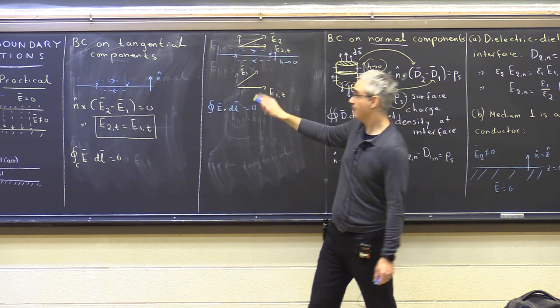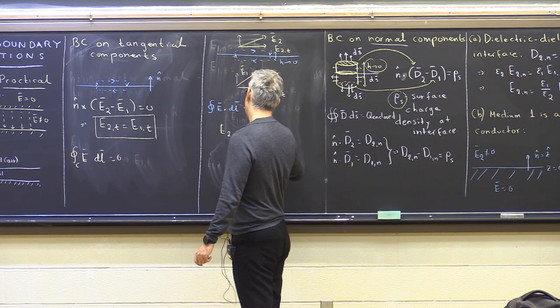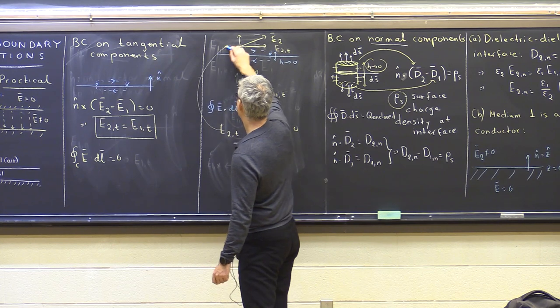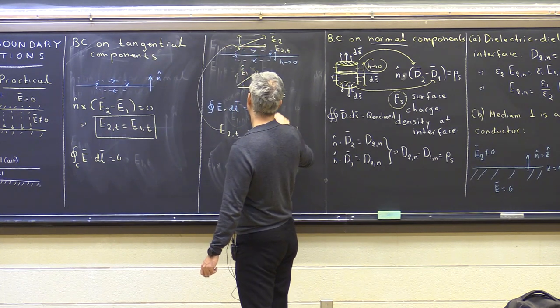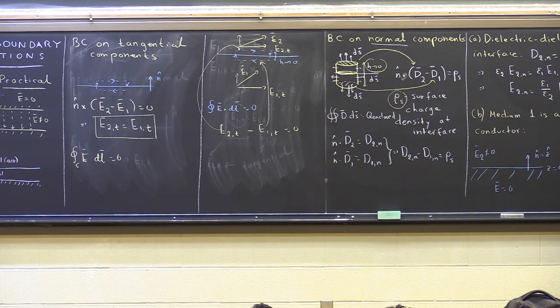So therefore, from the upper path, I'm getting E2t, and from the lower path, I'm getting E1t. So this comes from the upper path, this comes from the lower path. And you see that we saw two laws in electrostatics, Gauss's law and E dot dl is 0 over a closed path. The one is used to give me the first set of boundary conditions, and the other one, the second group of boundary conditions.